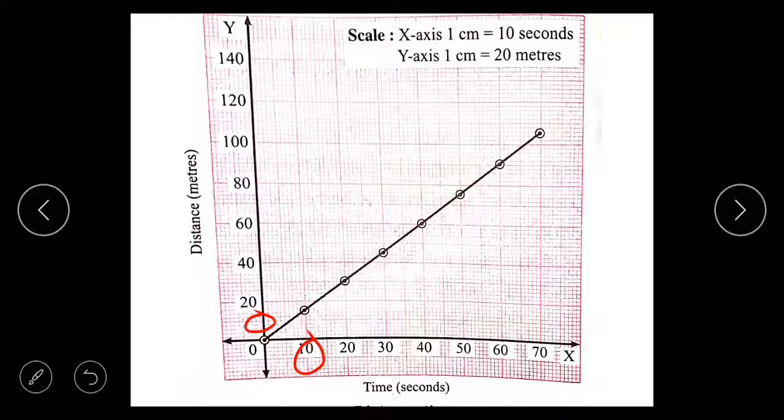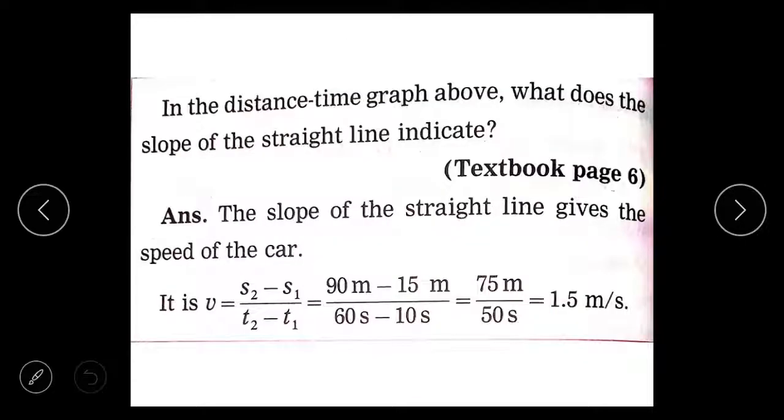So what do we conclude from that? There are some questions that have been asked in your book about this graph. There is a question: is the distance time graph above? What does the slope of the straight line indicate? So before that there is one more question, I think. On the basis of this we can define that an object in uniform motion covers equal distances in equal intervals of time. Thus the graph between the distance and time is a straight line.